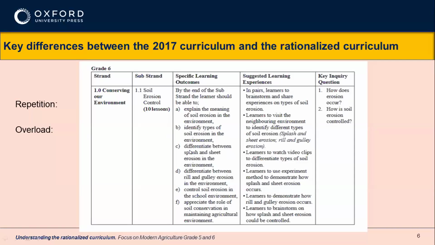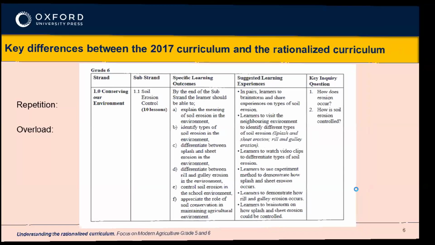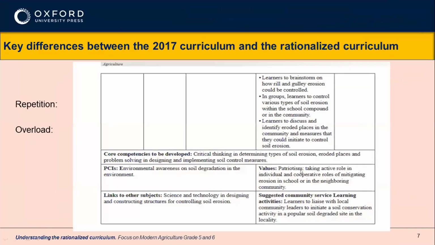When you go to the specific learning outcomes, we shall discuss them later, you can see already they are A to F. First, they explain the meaning of soil erosion, then they identify the types of soil erosion, then they differentiate between splash and sheet erosion, then gully and rill. Actually, these objectives or learning outcomes were about 7. You see, we continue with the learning experiences.